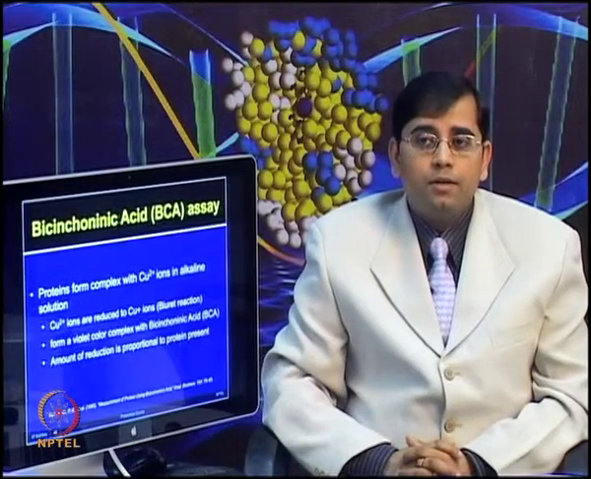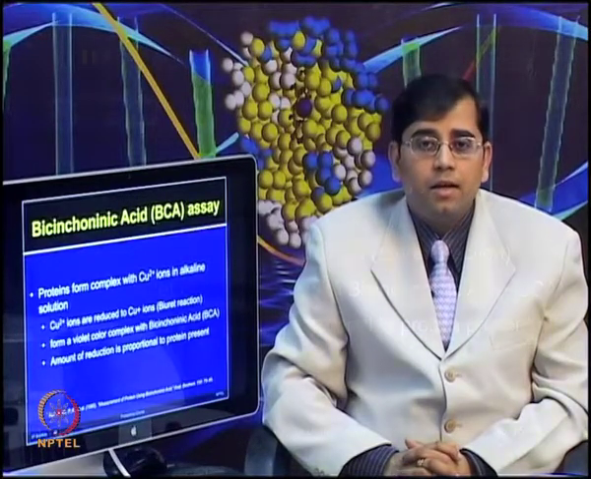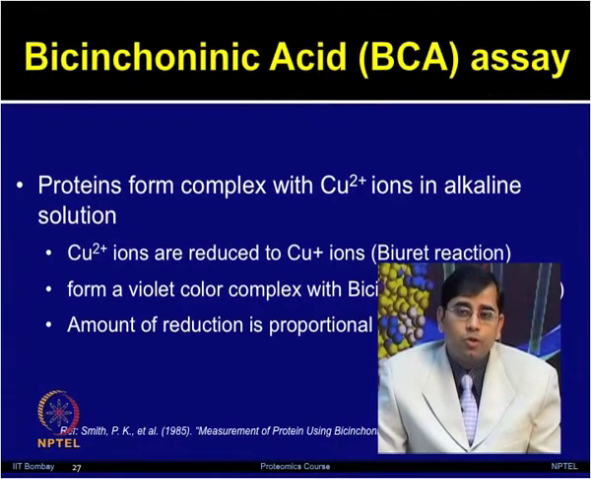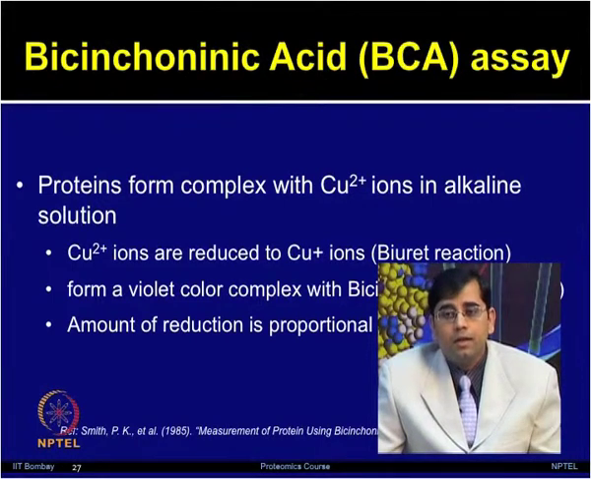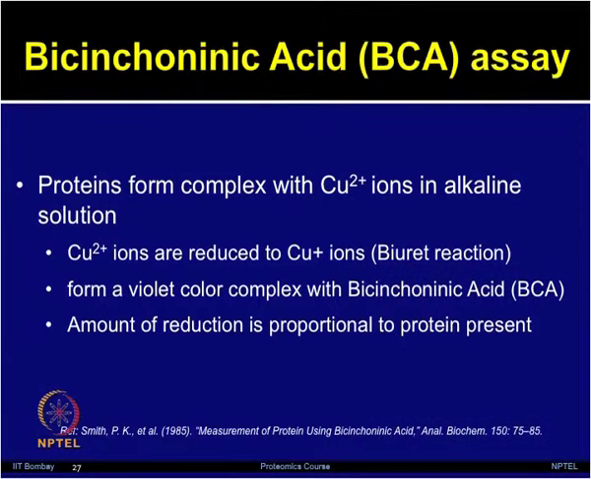Now, let us move on to the next assay, which is the BCA assay. In the BCA assay, the proteins form a complex with cupric ions in the given alkaline solution. Now, these are reduced to cuprous ions in a biuret reaction. It forms a violet color complex with BCA, and the amount of this reduction is proportional to the protein present. So, by using this chemistry, one can know how much protein is present in the given sample.